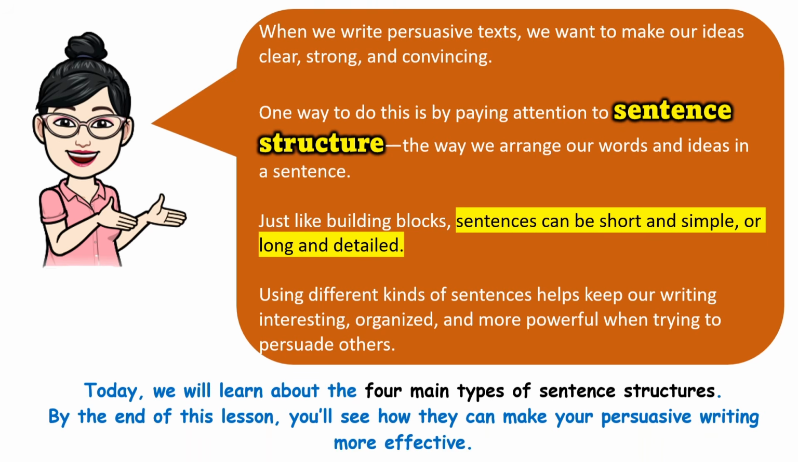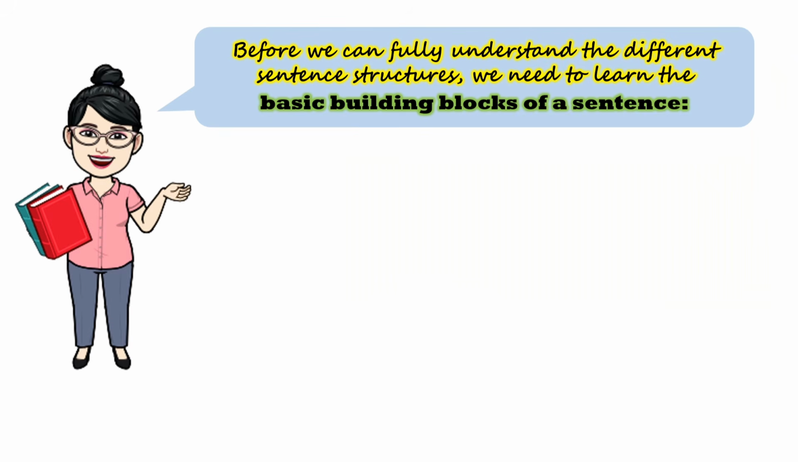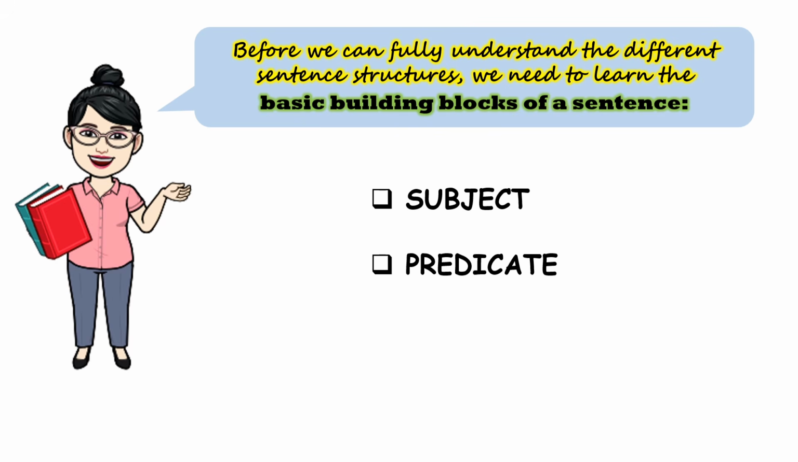Today, we will learn about the 4 main types of sentence structures. By the end of this lesson, you'll see how they can make your persuasive writing more effective. Before we can fully understand the different sentence structures, we need to learn the basic building blocks of a sentence: the subject, the predicate, and the clause. Once we know these parts, it will be easier to see how sentences are formed and how they can grow from simple to more complex forms.